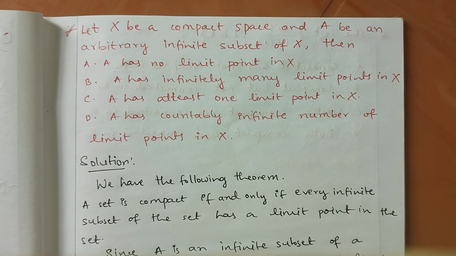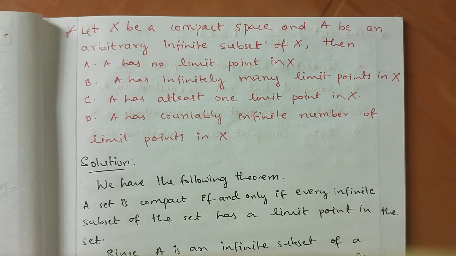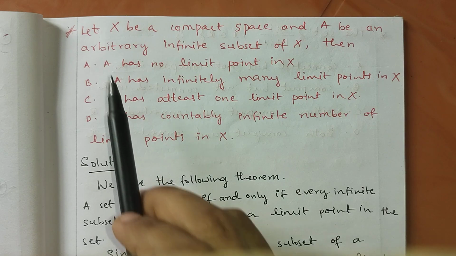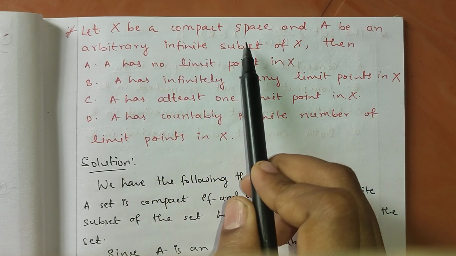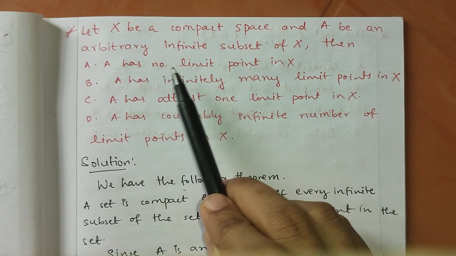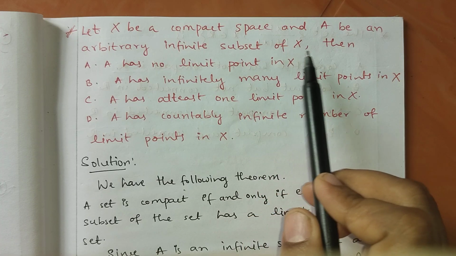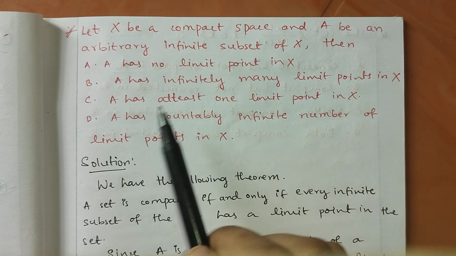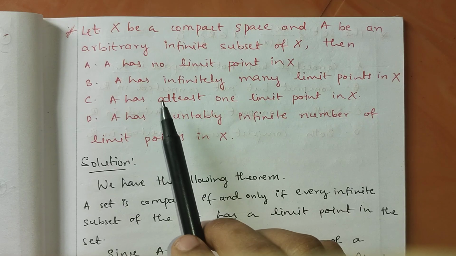Today I am discussing some questions from real analysis. First question: let X be a compact space and A be an arbitrary infinite subset of X. Then which one of the following statements is true?